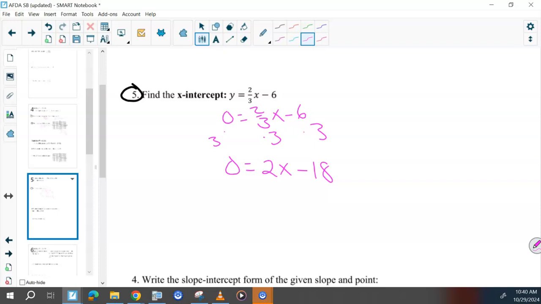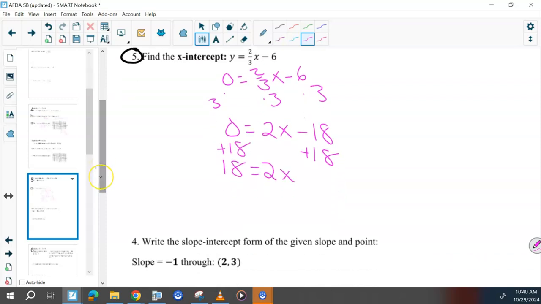So now we don't have the fraction, but we still have to get x by itself. What would be our first step? Yes. We could have also just added 6 here. Right? And then to get x by itself, last step, then divide. So that x-intercept would be 9, 0, since our y value was 0.